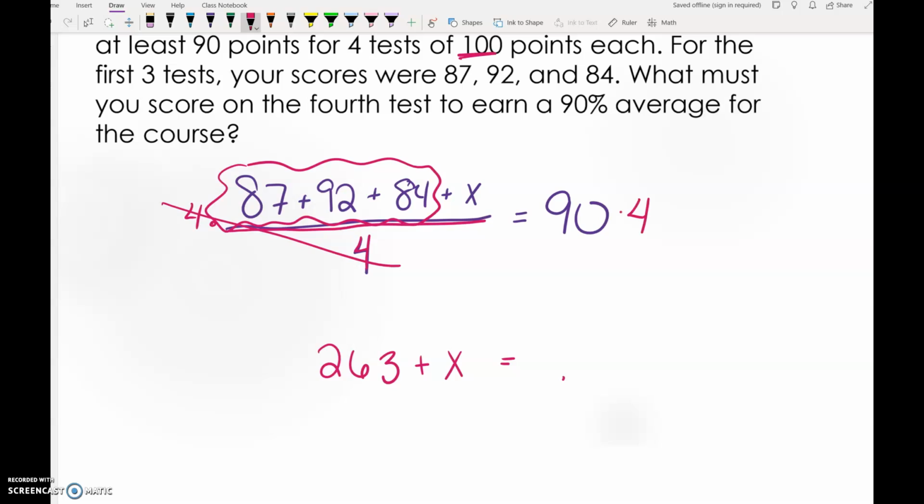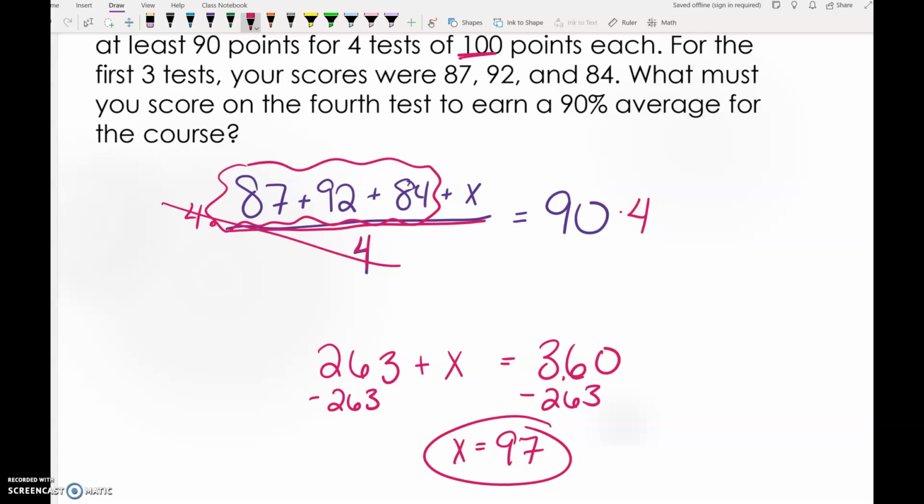And 90 times 4 is 360. Then subtract 263. Must get a 97 on that test to have a 90% average for the course.